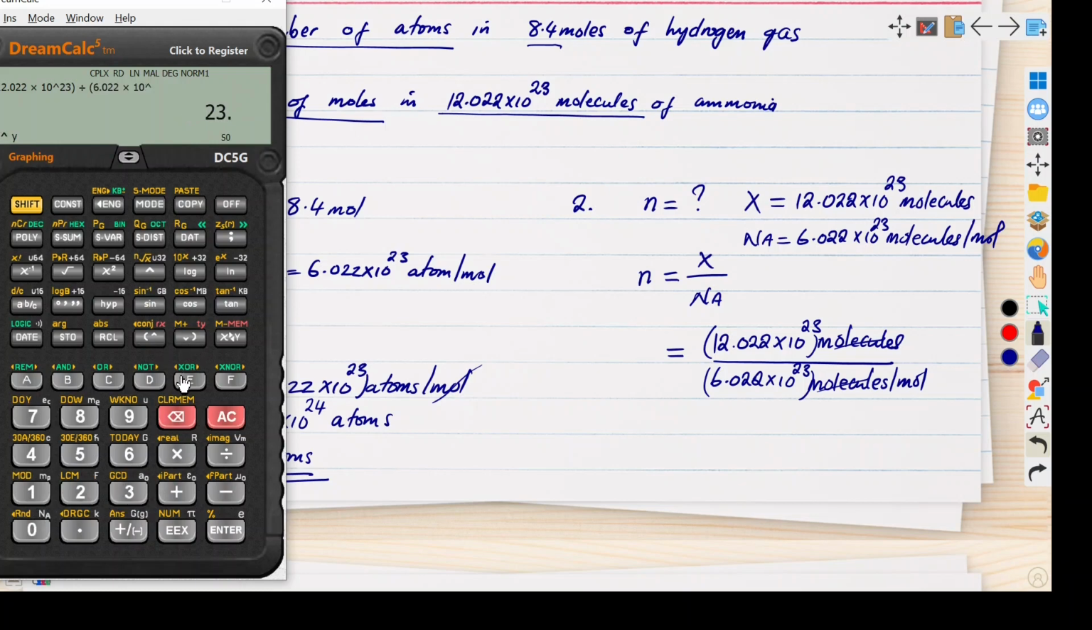You close brackets like that. Then you say equals. You see the answer here. It is giving us the answer is equal to 1.9963, then 4, 6, then 7, 2, 8, then 6, 6. Then we'll remain with more like that.